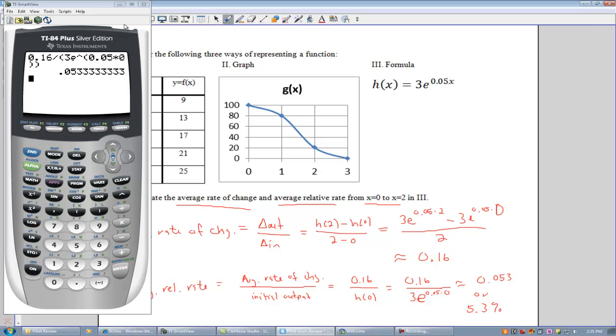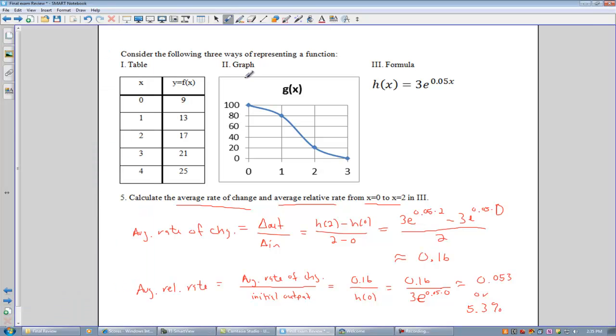Is it significant? Well, I don't know. I mean, is a 5.3% increase significant? I guess if you're dealing with overall investments for a year, I mean 5.3% is not terrible, considering the current economic climate. But that's the idea, okay? So 0.16 tells you how it's changing on average. If it's over a year, if x is in years, it tells you how it's changing over that year. And this tells you the percentage change over that year. So average rate of change is this, average relative rate is that idea.